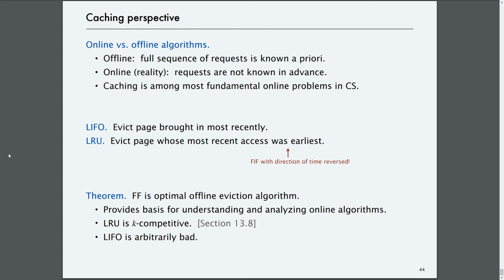And caching, as you may have learned in computer architecture, is one of the most fundamental online problems in computer science. Now, the farthest in the future algorithm is optimal in the offline case, and it can provide some understanding for online algorithms. Yeah, I think that's everything.